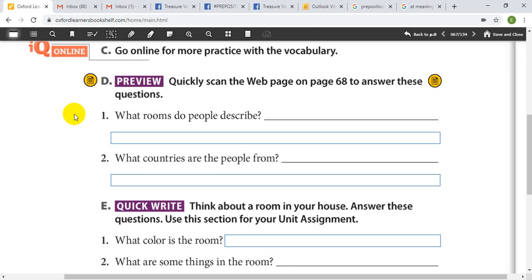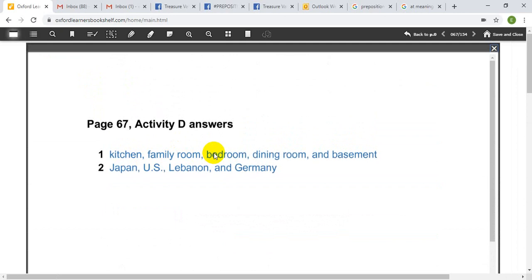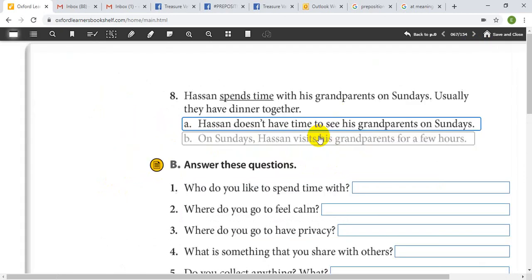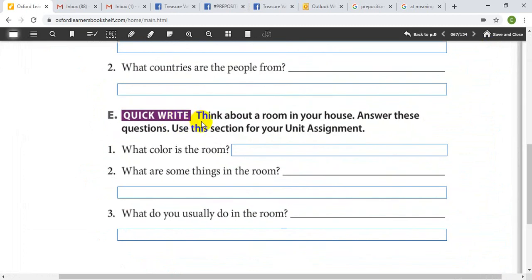Okay, so let's have a look at the answers. What rooms do people describe? Number one, kitchen, family room, bedroom, dining room, and basement. Okay, and the countries they are from: Japan, US, Lebanon, and Germany. Okay, activity E, page 67, quick write. Think about a room in your house and then answer these questions. Now, this question is very important because this is going to help you to do your unit writing.